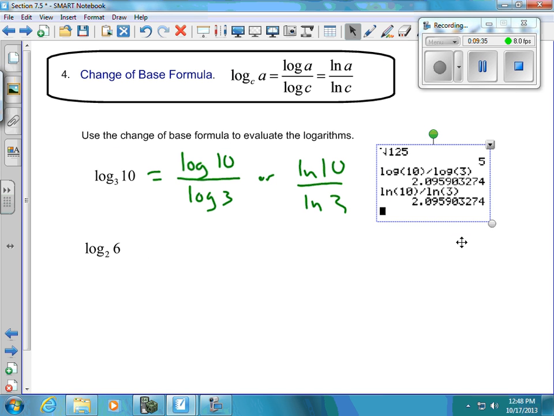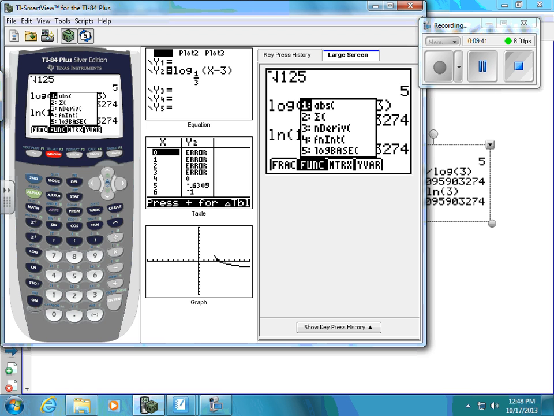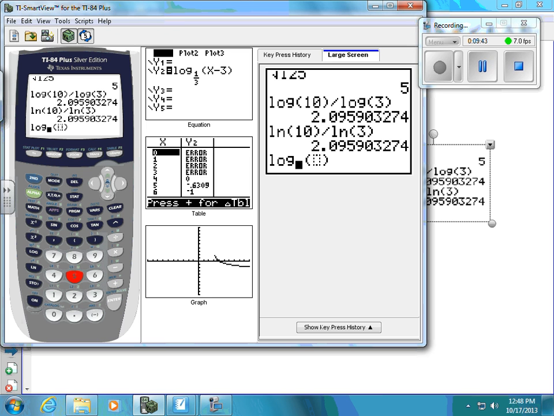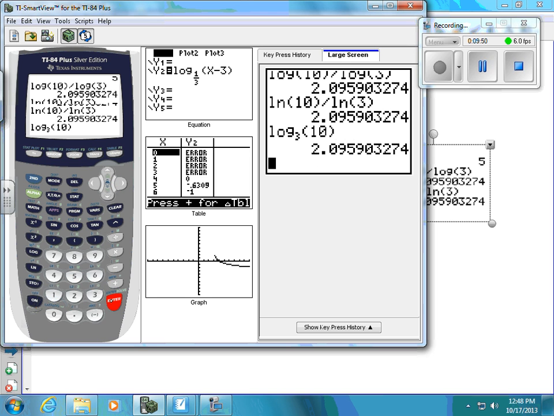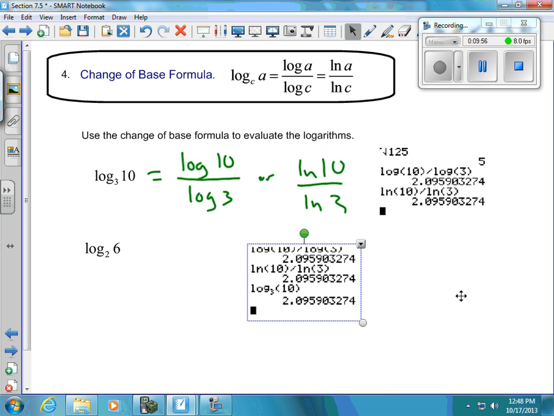Now, we can get the same value by just plugging it in our calculator. Remember, if we hit alpha, I believe it's window, 5 is our log bases, and I can type in log base 3 of 10 right in the calculator, and I get the same number. So if you have a graphing calculator like we do in class, do the alpha window button. Okay, I'll let you guys try log base 2 of 6. It's going to be the same idea.